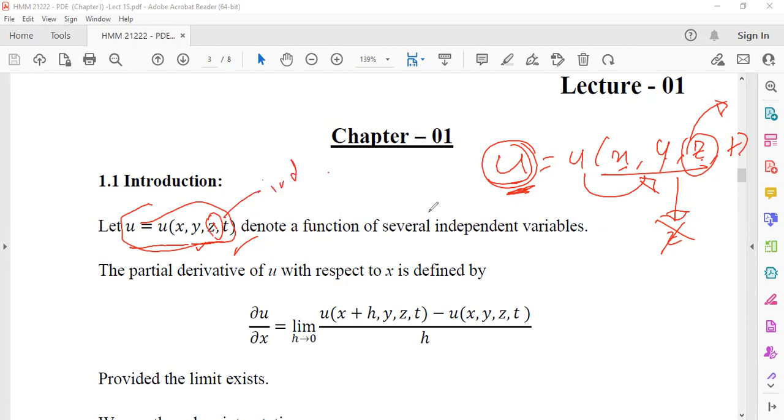All right, so u denotes a function of several independent variables. More than one, they say several. So you have to know these terms as well. Then the partial derivative of u. Here you don't need to write this many words.